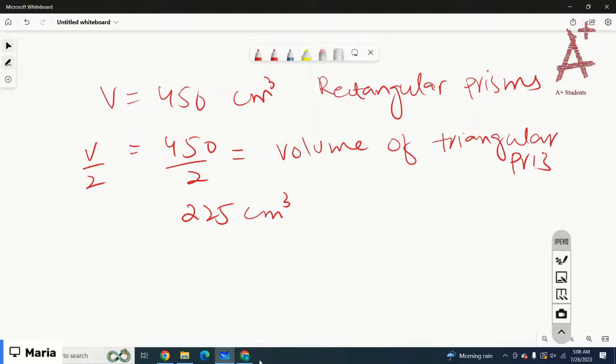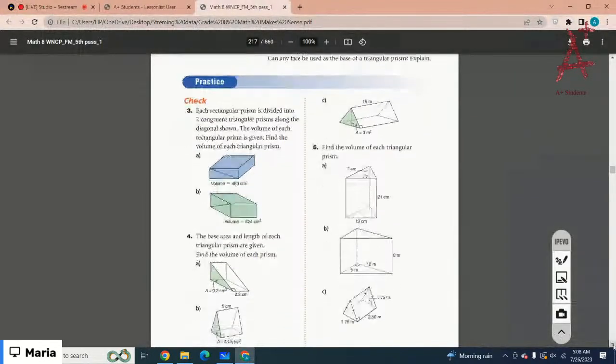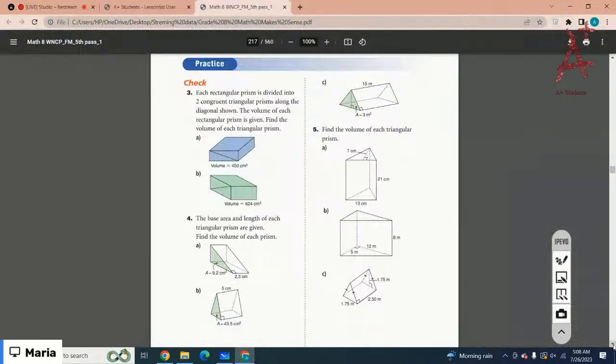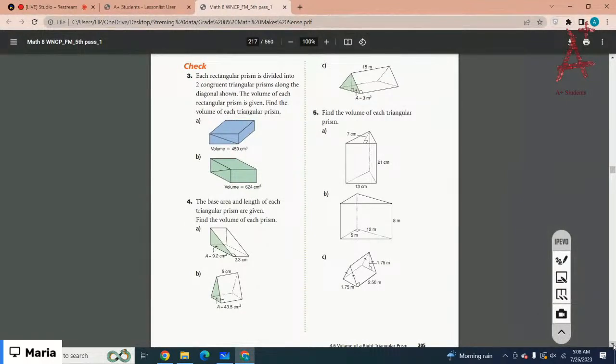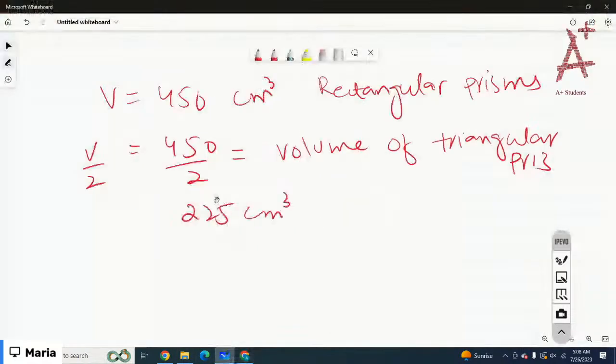Okay, the next one is, you have to do the same for the B part. Just divide 624 by 2. Got it? Okay, let's just see question number 4a. The base area and the length of each triangular prism is given. You just have to calculate the volume. When you have to calculate the volume, you have to do V equals A times L. Got it? Area you are given is 9.2, and L you are given is 2.3, for question number 4a.